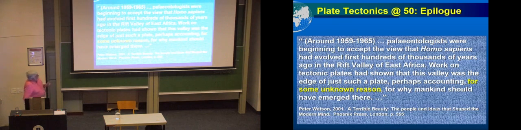So the other, just as an epilogue to close off this thing, I also found this paragraph in Peter Watson's book. And he here refers to the evolution of mankind, largely within the Rift Valley of East Africa. And work on tectonic plates has shown that this valley was the edge of just such a plate, perhaps accounting for some unknown reason for why mankind should have emerged here.